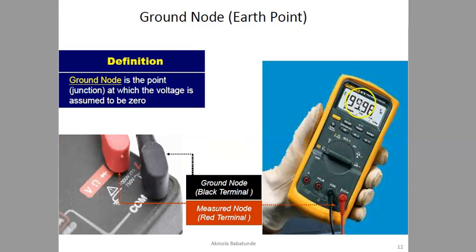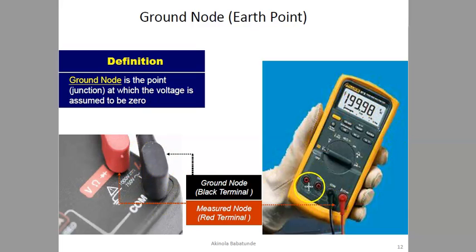What you can see here is a multimeter that can be used to measure current or voltage. Sometimes it could just be a voltmeter. If it's a voltmeter, then we can only measure voltage with it. If it's an ammeter, you can only measure current with it. But if it's a multimeter, that means we can measure current, voltage, and several other parameters with it.